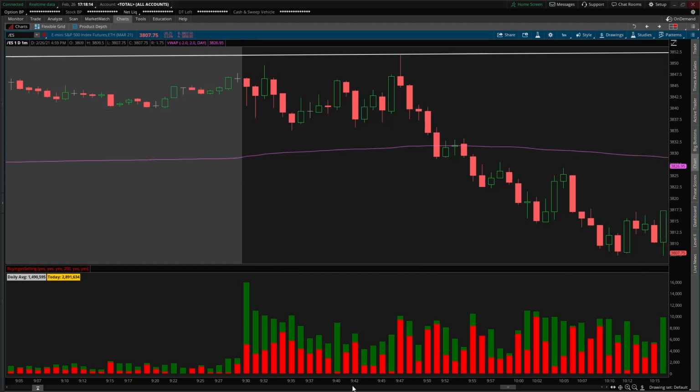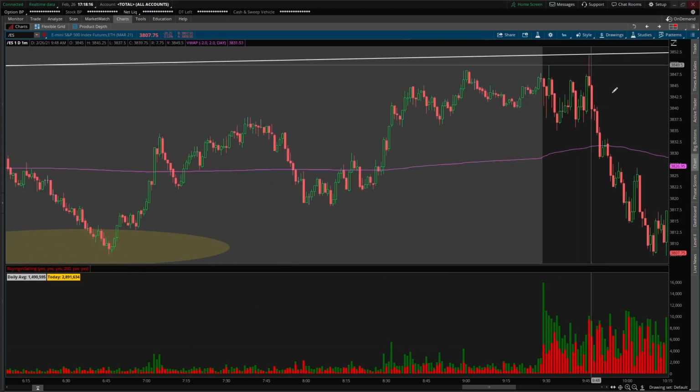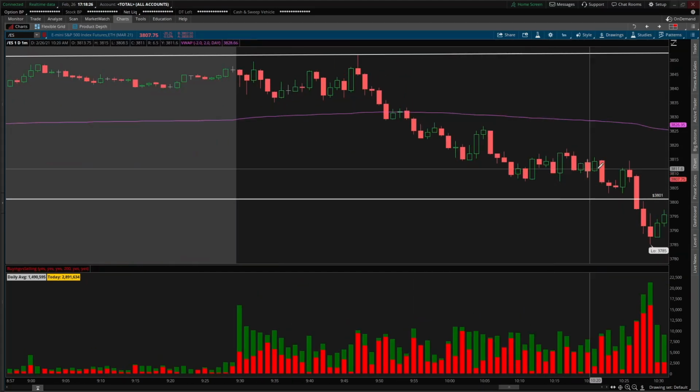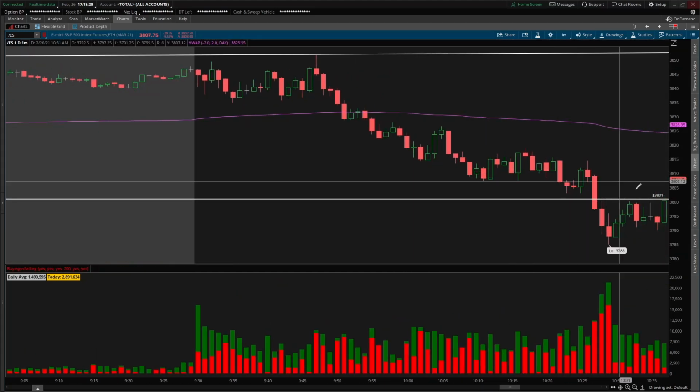eventually got below the low, got below VWAP, and it was kind of a constant grind, similar to yesterday, but on a smaller time frame. Every single rally was getting shut down. So we rallied there, shut down. Another rally, shut down. And then we finally got below the $3,800 level, and there was not really too much downside.